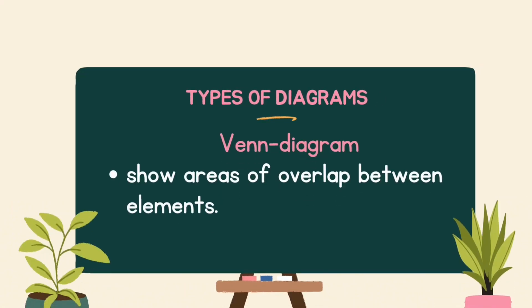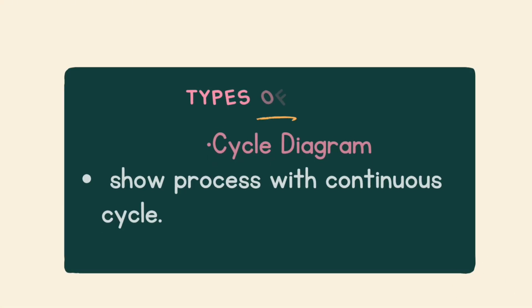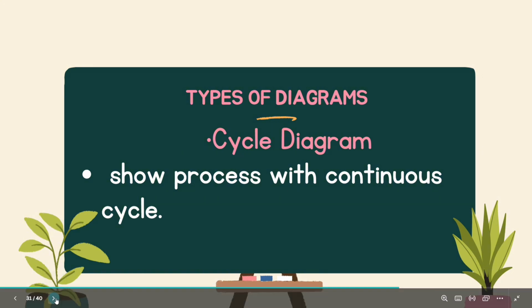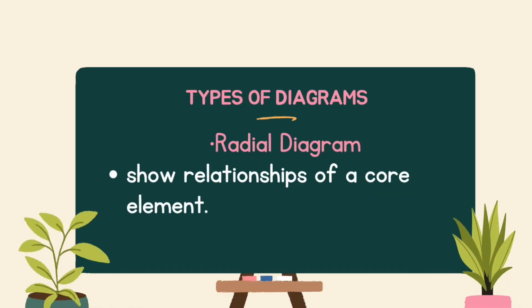Types of diagrams. Venn diagram shows areas of overlap between elements. They serve as graphical organizers, highlighting how the items are similar and different. Next is cycle diagram. It shows a process with a continuous cycle. It is a visual representation of a process in which the steps or flow of events interact repeatedly.